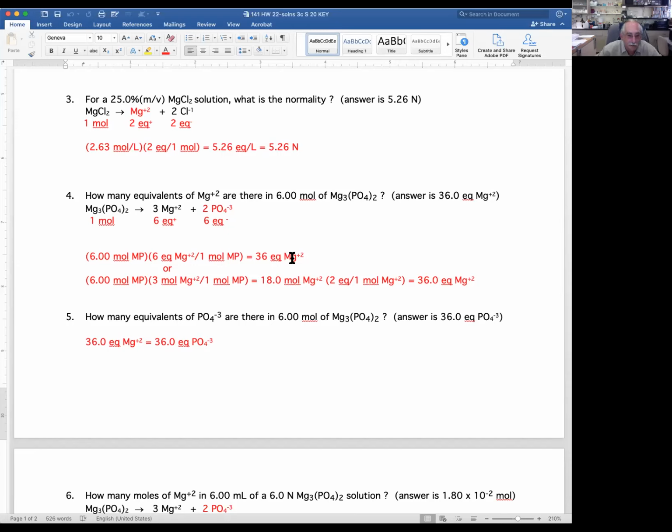And notice that I could do it in different ways. Here I went from moles into equivalents directly using 1 to 6 as our conversion factor. Then I did it a different way. I went from moles of magnesium phosphate into moles of magnesium. Then I looked at the equivalents just in the magnesium. There's 2 equivalents for every mole of magnesium, but I get the same answer either way.